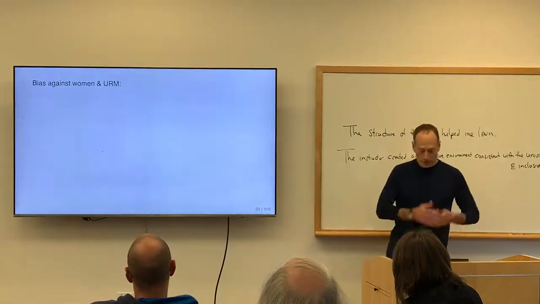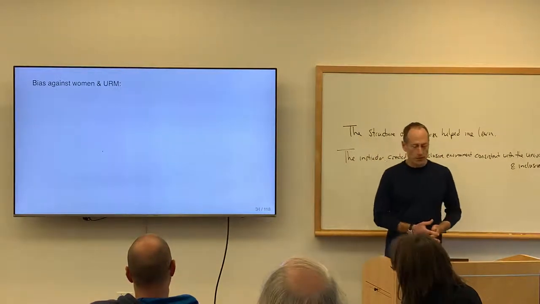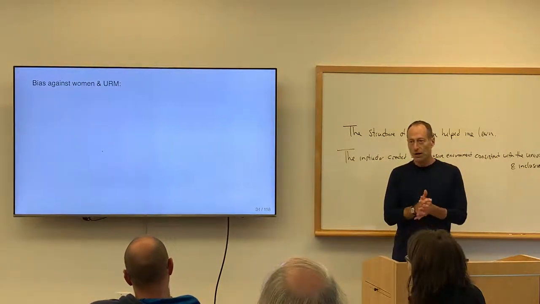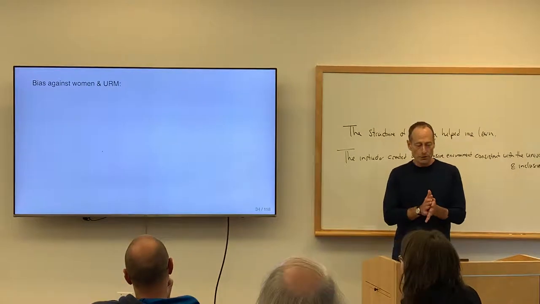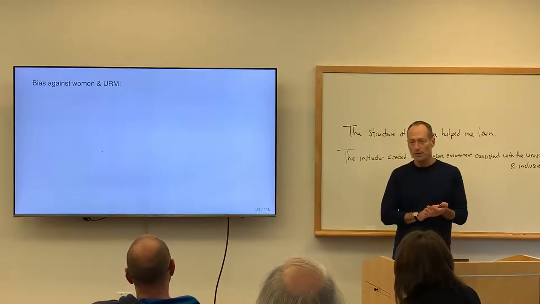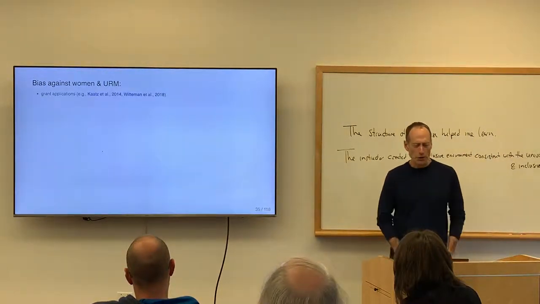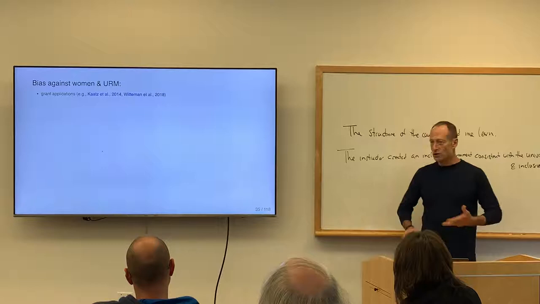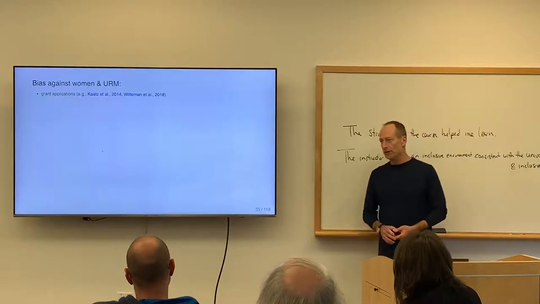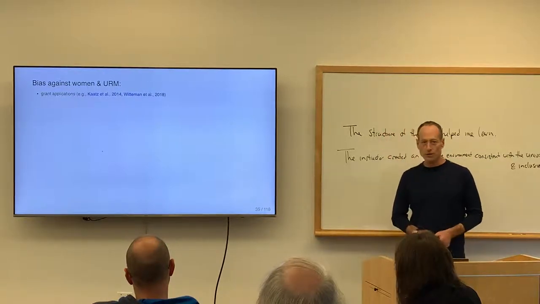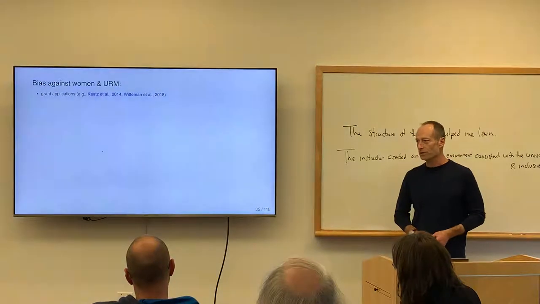The focus of the substance here is going to be talking about biases against women in student evaluations, but biases against women and underrepresented minorities are kind of pervasive in academia and professional life. So there's evidence that changing the gender of the name of the applicant in a grant application will change the success, the probability of success, the rate of success.